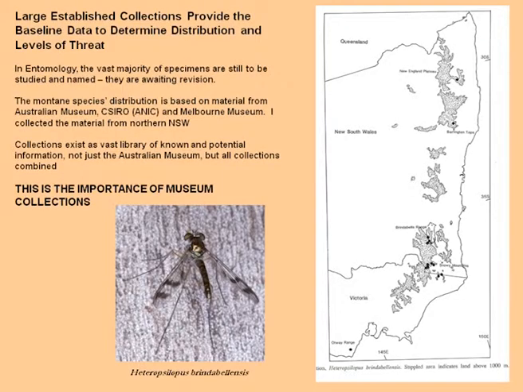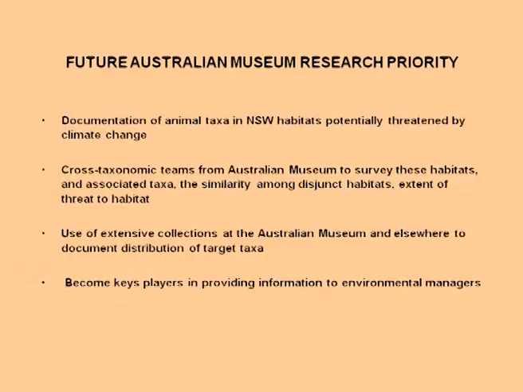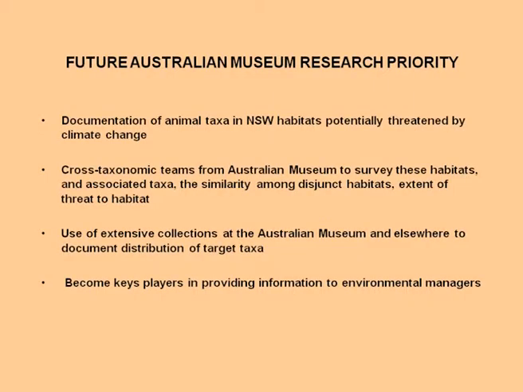And so one of the things I think we need to make a priority, especially for these montane habitats, which are potentially most threatened, is documentation of the taxa that are found in these habitats. And I would propose that we have cross-taxonomic teams from the museum to examine and document these habitats. We can then use these collections as a baseline to see how these faunas are doing and how they're affected by environmental change.